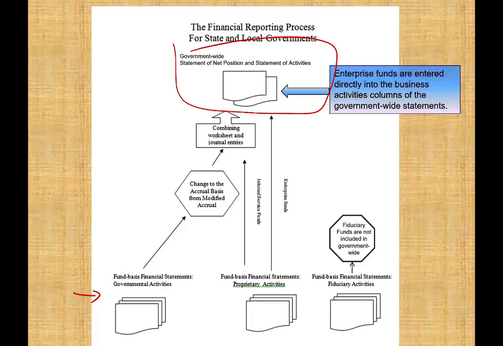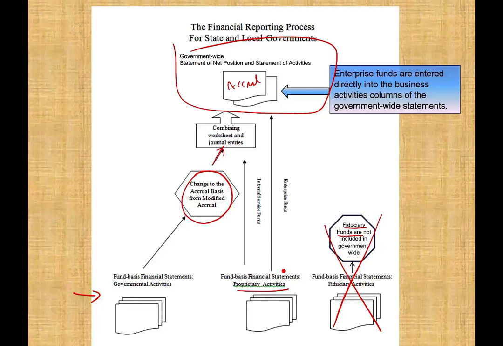Not all of them. Why? Because once again, the fiduciary funds are not included. Those types of funds are not included. Done. Easy. The governmental funds used modified accrual. Therefore, we're going to have to do some changes through the worksheet. So we're going to prepare some changes. Then they're going to be accrual, and then they will appear on the financial statement as accrual.